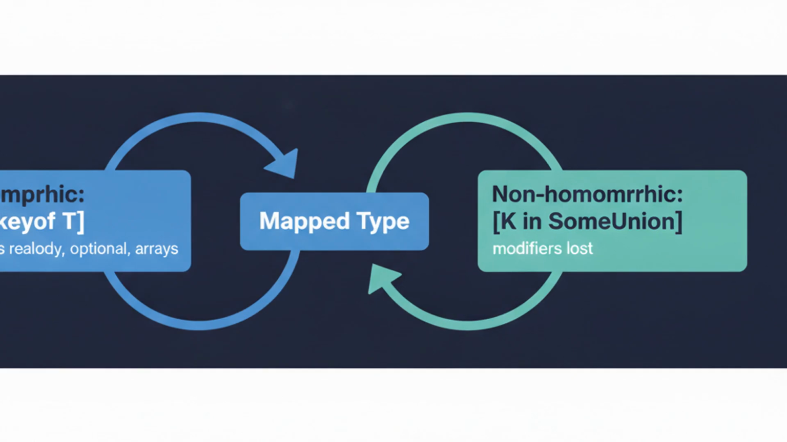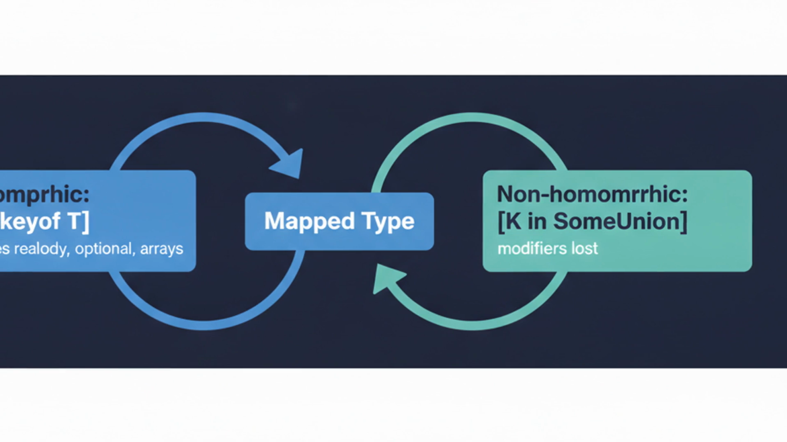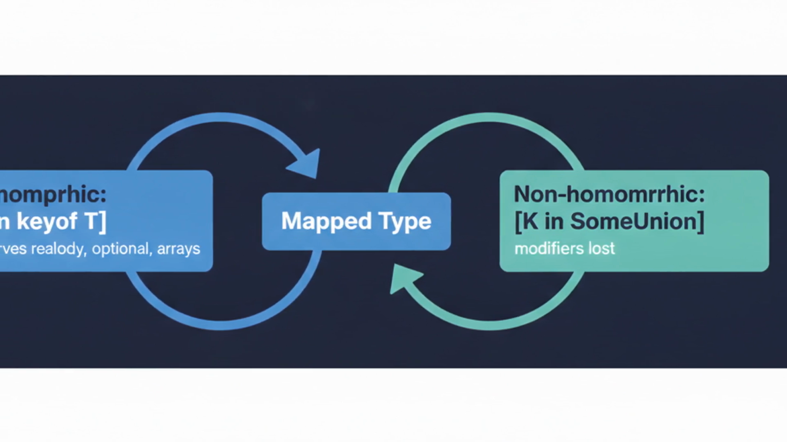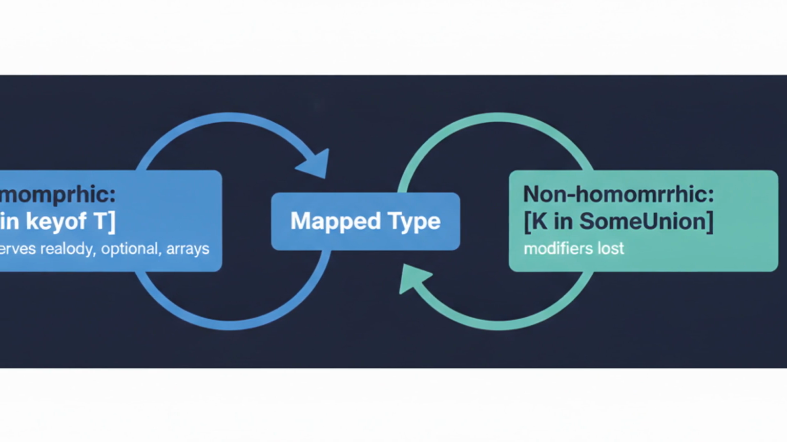So here are the 3 big takeaways. 1. Mapped types loop over keyof T to generate new types automatically, killing duplication for good. 2. Modifiers like readonly and optional can be added with plus or stripped with minus. 3. Key remapping with the as clause plus template literals lets you rename and even filter keys.